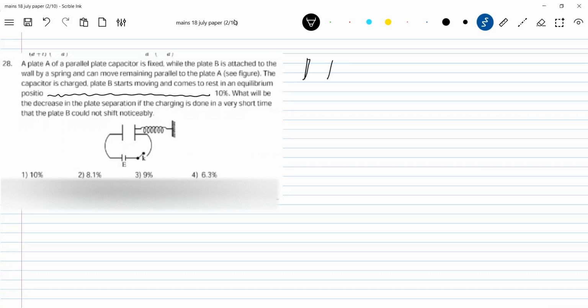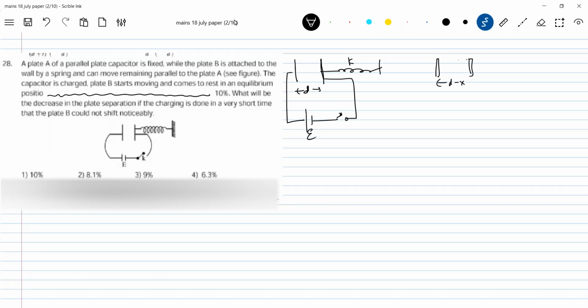So this is the circuit. Initially the spring is released and it is connected to the plate. The separation in this situation is say D. Then what I do is, the separation will become D minus X1 and the spring will get elongated.